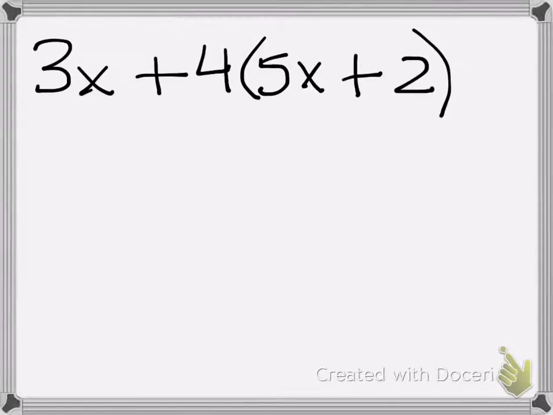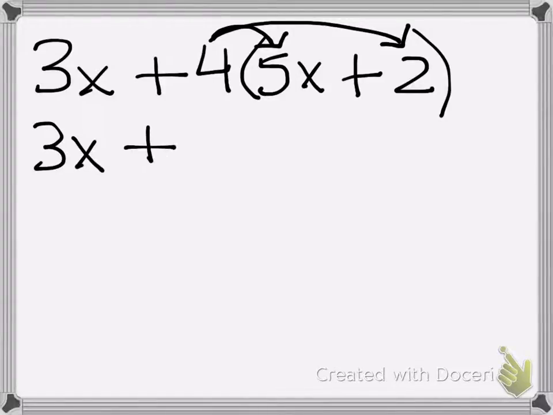I'm also simplifying here. So you can see here that you can actually do distributive property first, which you should, if you ever see that you can. I have to use distributive property because I cannot combine like terms within the parentheses. So I have to distribute what's outside the parentheses to each part inside first. So I have 3x plus 4 times 5x.